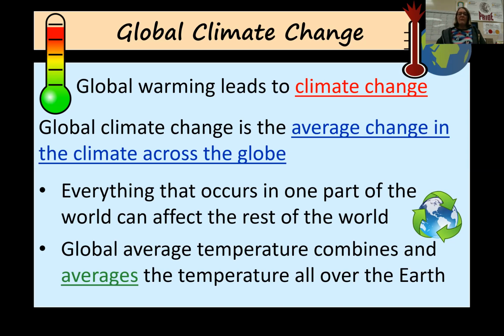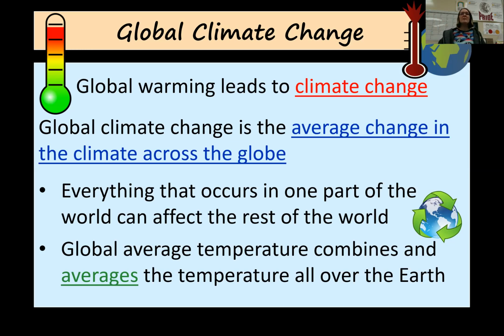And remember, everything that occurs in one part of the world can affect the rest of the world. Think of the world's ecosystem as a spider web. If you take a little piece of one part of the spider web, it's going to affect the rest of that spider web. You might not feel it right away, but it will have an impact. So what's happening at the polar ice caps can affect and will affect what's happening to us in Hays, Kansas. And so this is something we need to at least be thinking about.